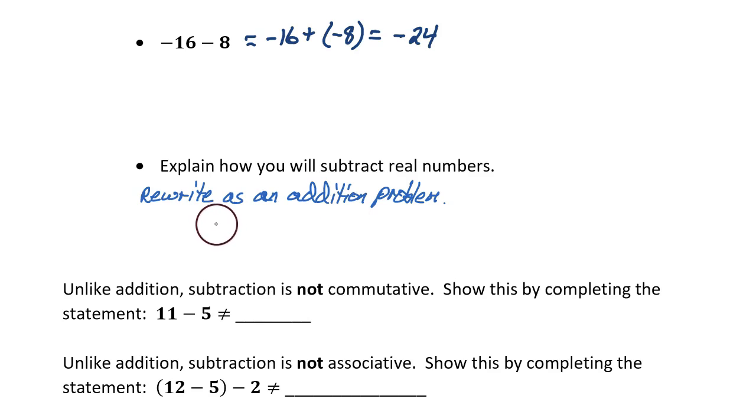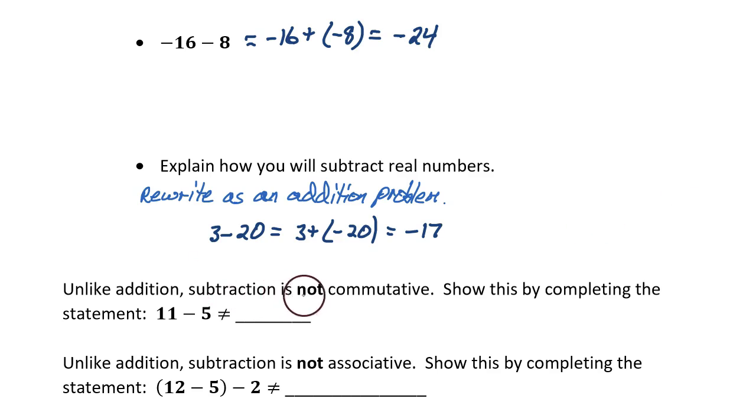Let's try one more example and use that rule. 3 subtract 20. This can be rewritten as 3 plus negative 20. Now it's an adding problem where one number is positive and the other is negative. The answer is negative, and the difference between 3 and 20 is 17.